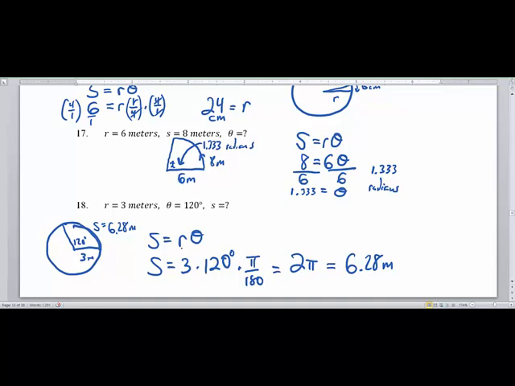So, in review of this problem, the radius was 3. The degrees were 120 degrees, but we took that 120 degrees and multiplied it by pi over 180. In doing so, now we have 3 times 120, which is 360, divided by 180, which happens to be 2. And the pi is there. 2 times pi is 6.28. Our units are in meters, and the distance of that arc is 6.28 meters.